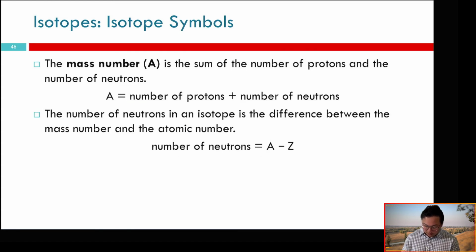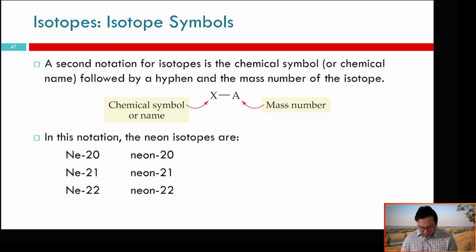And we do that here. It's an equation, but if you think about it, you can figure it out as well. We use A for the mass number, and the mass number is the sum of protons and neutrons. So the number of neutrons in an isotope is the difference between the mass number and the atomic number. We'll do an example here.